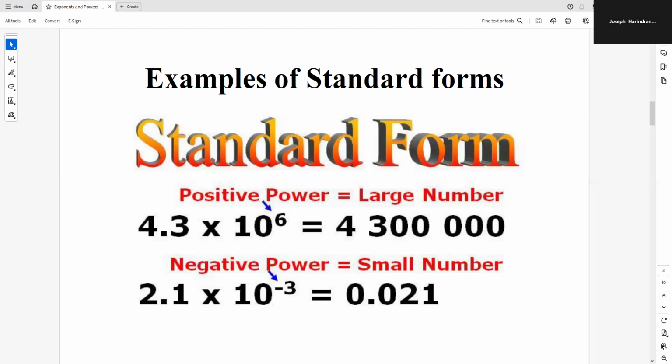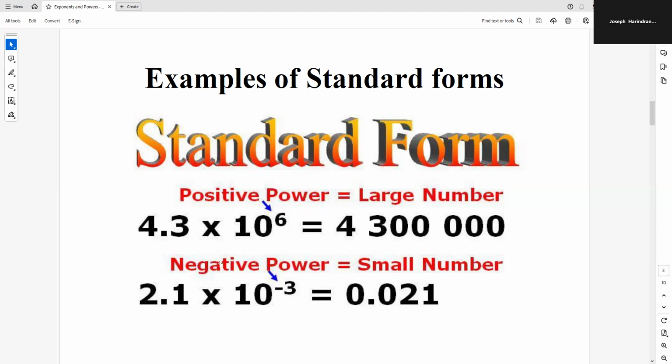So it is equivalent to 43 followed by 5 zeros, which means we have 43, and then there are 5 zeros. We have to shift the decimal point to the right by 6 places. Thereby, we get 5 zeros in addition to the 1 decimal place already there.